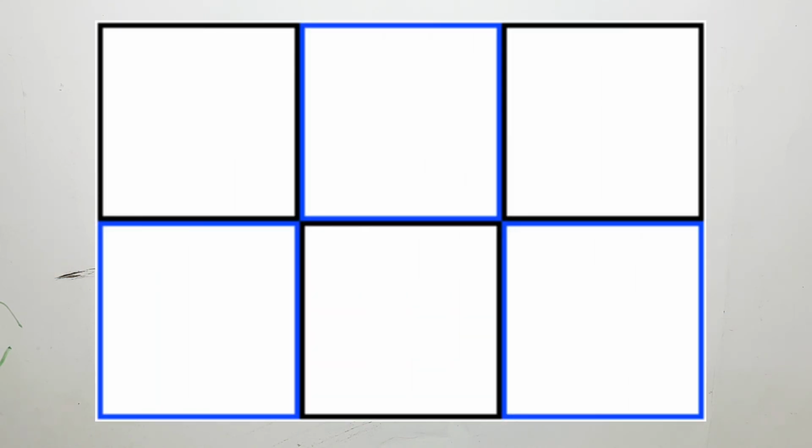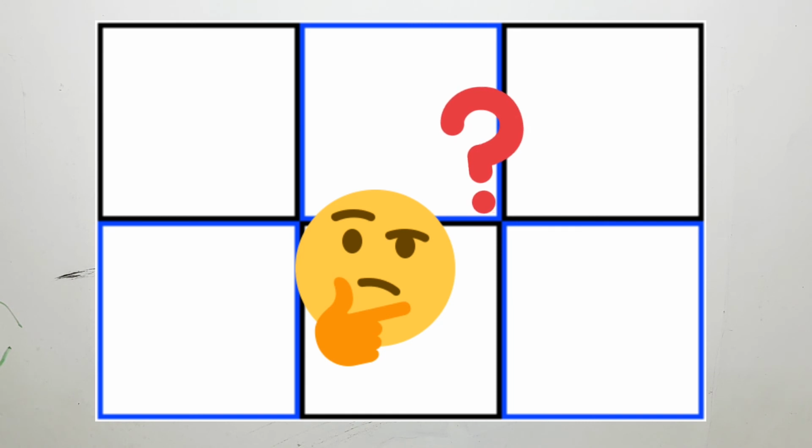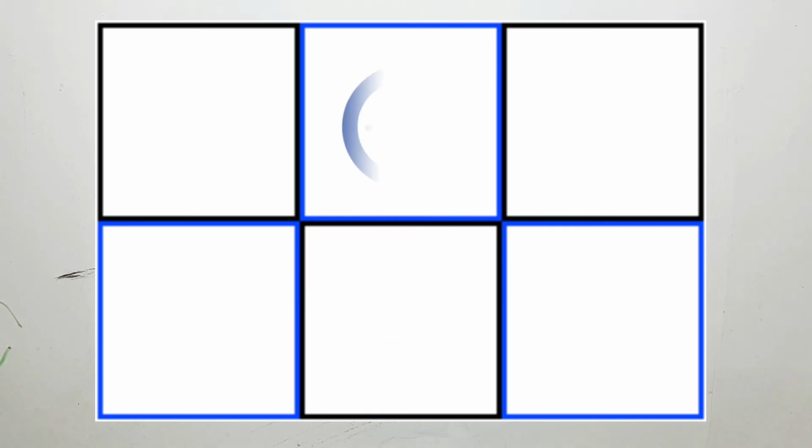So now, let's look at this rectangle. How many squares can you find hiding in the rectangle? Can you find them? Let's count them. 1, 2, 3, 4, 5, 6.